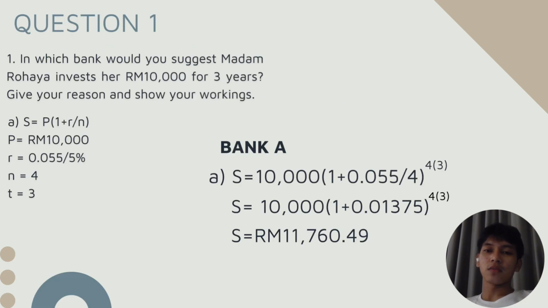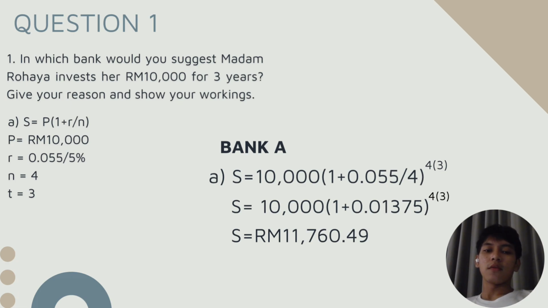For question one, in which bank would you suggest Madam Rohaya invest her 10,000 ringgit for 3 years? Give your reason and show your workings. For A, we have the specific compound interest formula, which is S equals P bracket 1 plus R over N close bracket. P is 10,000 ringgit, R is 5%, N is 4, which is compounded quarterly, T equals 3, which is 3 years.